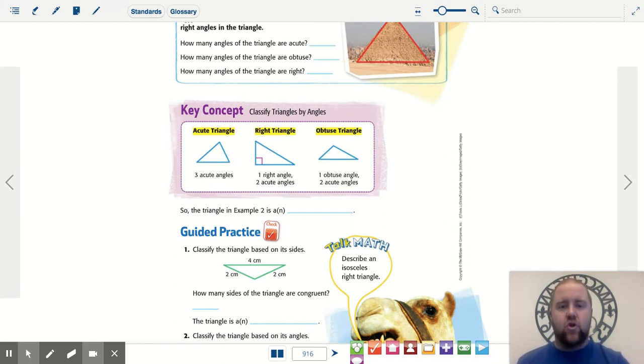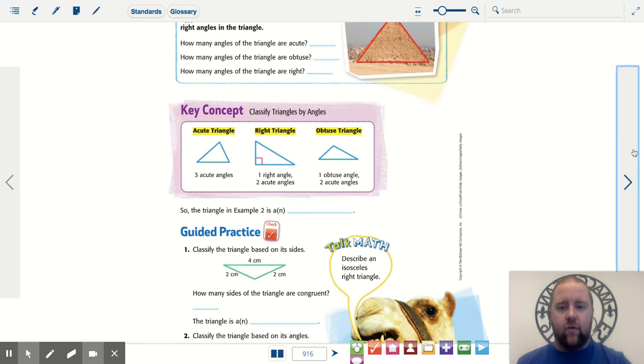Every triangle is going to have two different ways that you can classify it: once by the sides and once by the angles. You might see questions that say to classify the triangle based on its sides. Then you're picking either isosceles, equilateral, or scalene. You might see it say classify it based on its angles. Then you're picking acute, right, or obtuse. But if it just says to classify it based on its attributes, you should give me both: based on its sides and based on its angles.